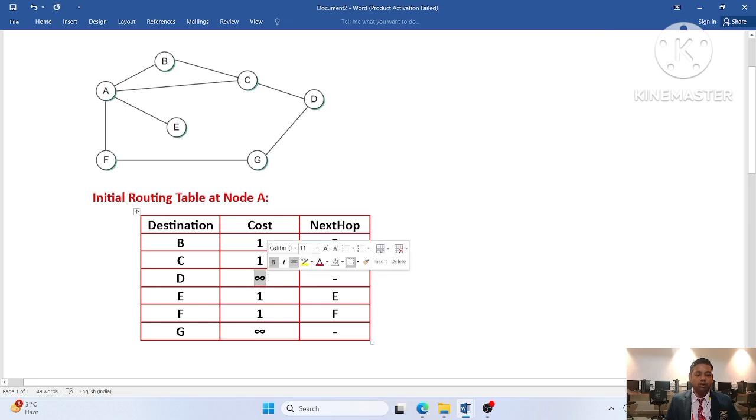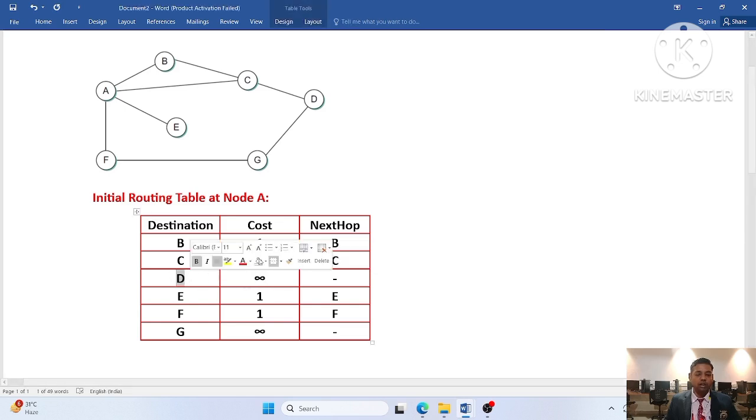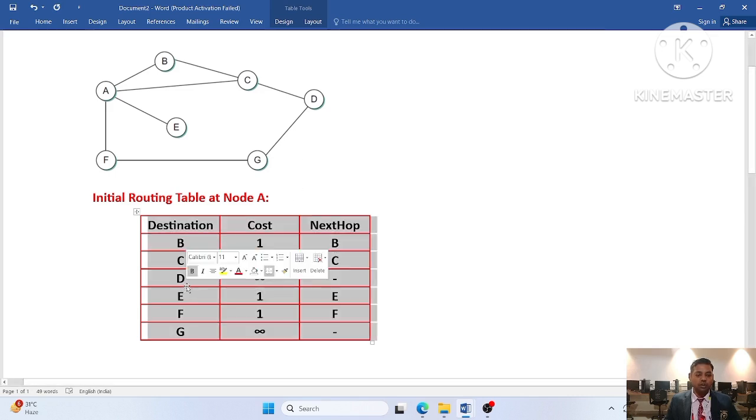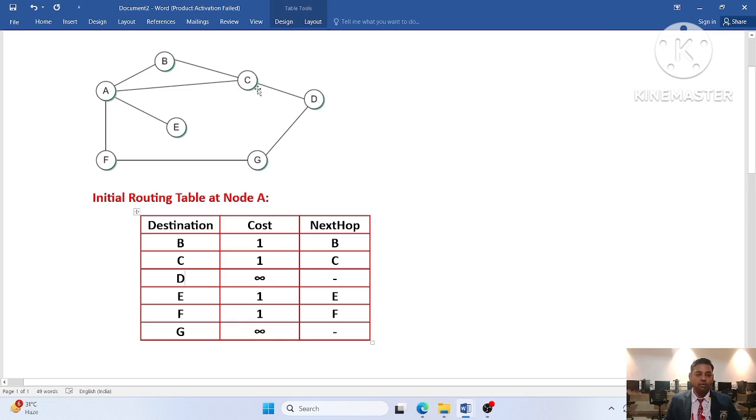table. We don't have the cost value for the router D as well as the router G. So when will this get updated? In C's routing table, it will have the cost information to reach the node D. Okay. So when the router C shares its routing table with A, A will update this information.